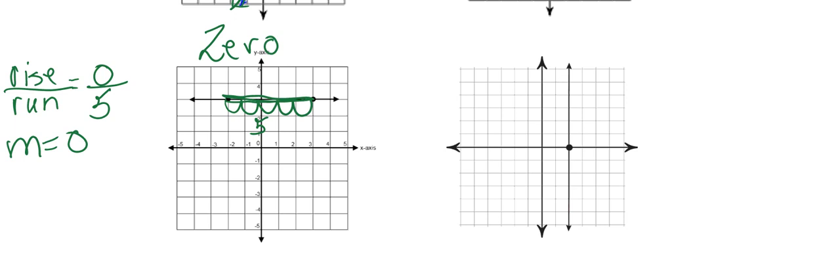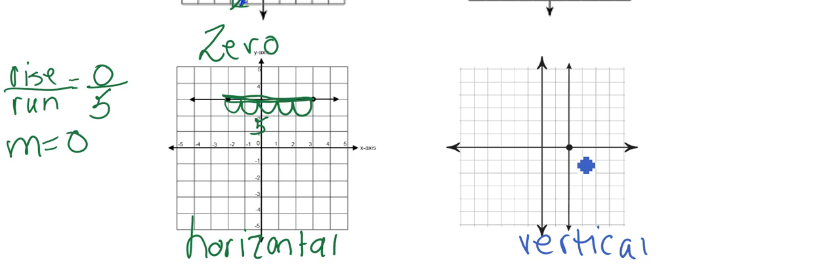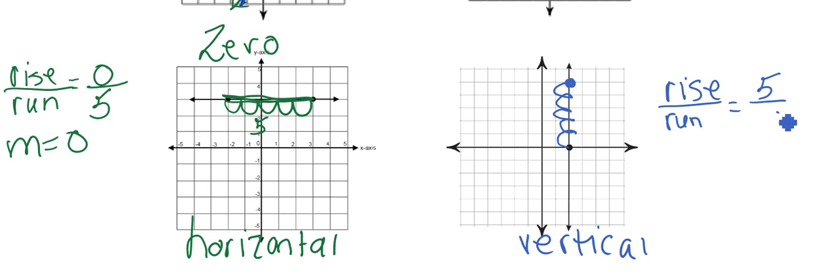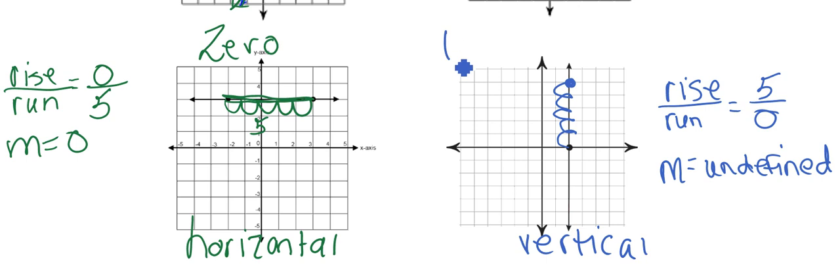This is different than the next one. So that one was a horizontal line. But if I look at the next one, I have a vertical line. And for this one, I can find a rise if I just put a point anywhere. 1, 2, 3, 4, 5 is my rise. But my run, I can't go left or right, so there is no run, so 5 over 0. And if I put this in my calculator, I'm not going to get 0 like I did before, but I'm going to actually get undefined, or UNDEF is what your calculator will say. So this is an undefined slope.